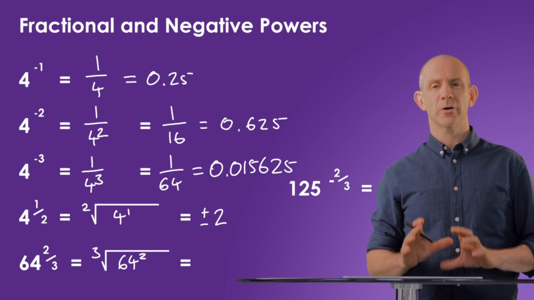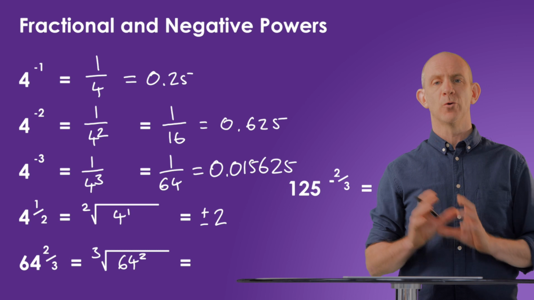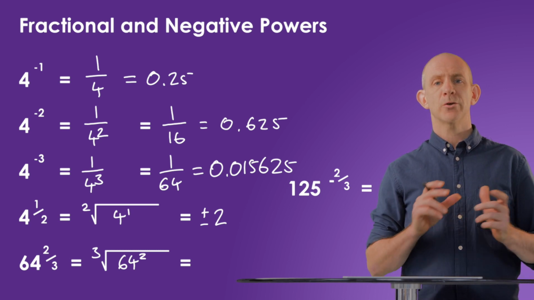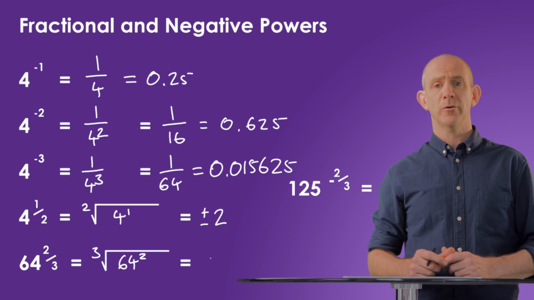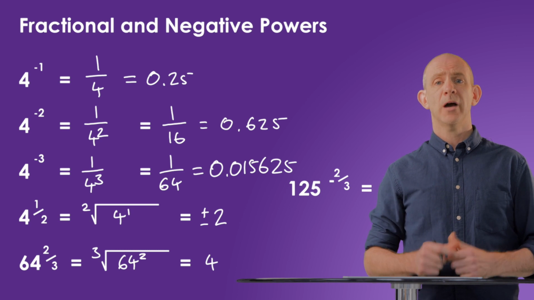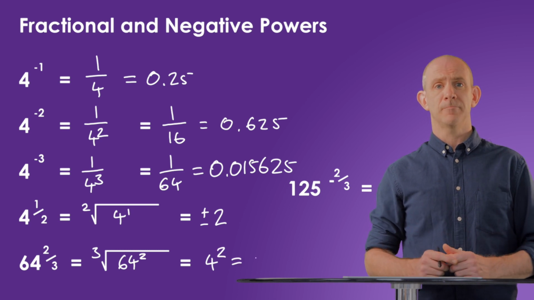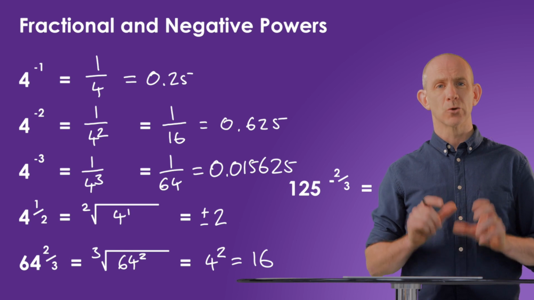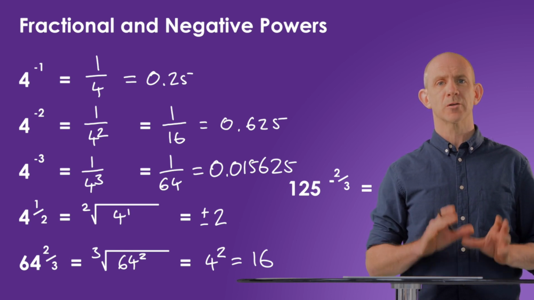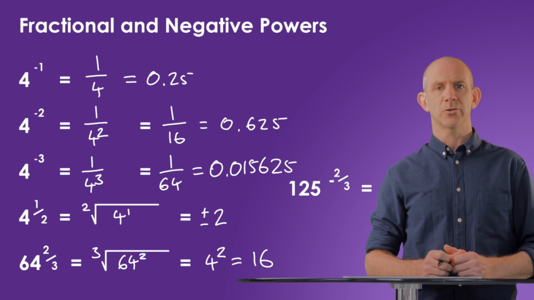Remember, it's always worth trying to find the root first before you find the power. So the third root of 64 is going to be 4 to the power of 2, and we can evaluate that to be 16. Remember, it's always worth trying to find the root first before applying the power to the integer.